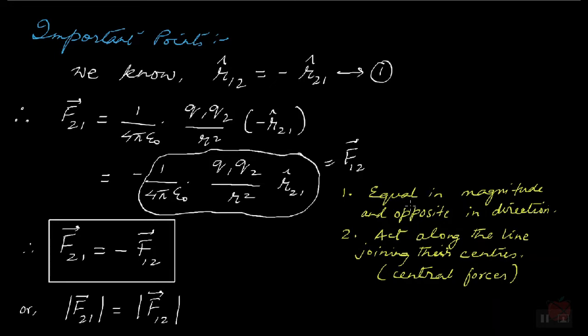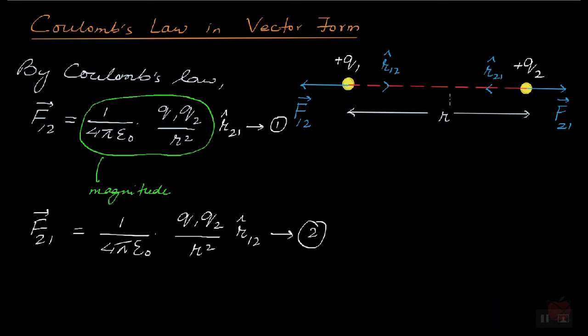First of all, the forces are equal in magnitude and opposite in direction. Not only that, they act along the line joining the centers, as can be seen in this diagram. This red line joins the center of one charge to the other charge. So those forces act exactly along that line. That means if you apply force to a charge, the point of action of the force would always be the center of the charge. Is it clear? So this is Coulomb's law in vector form and in scalar form.